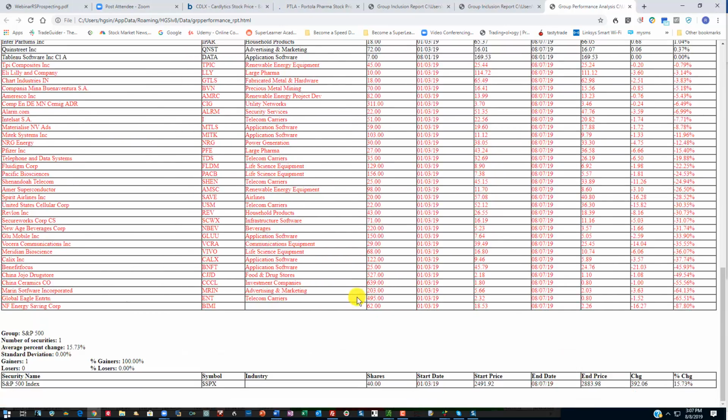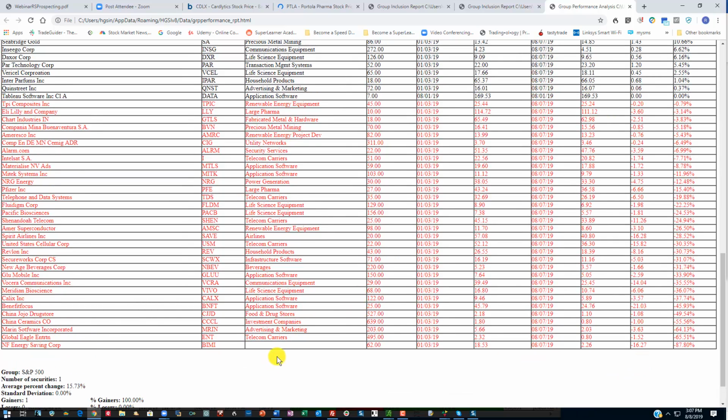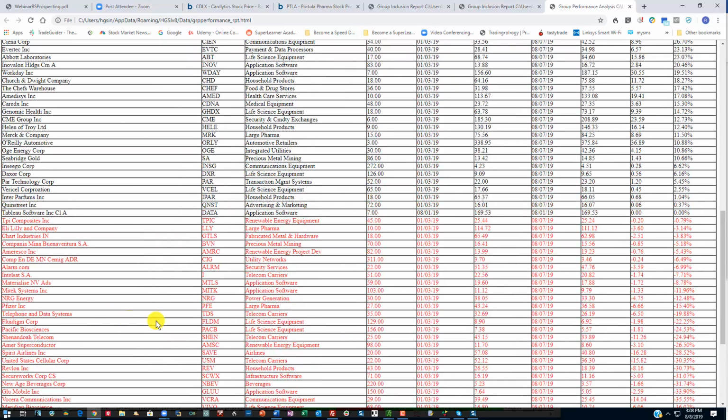Now, this is why we control risk. Because here's a stock that lost 87.8%. Here's another one that lost 65.51, 64.13, and so on. These stocks more than likely appeared in that list a few days, and then they started breaking down. But you have to control risk.